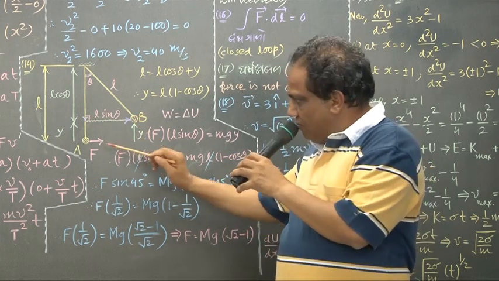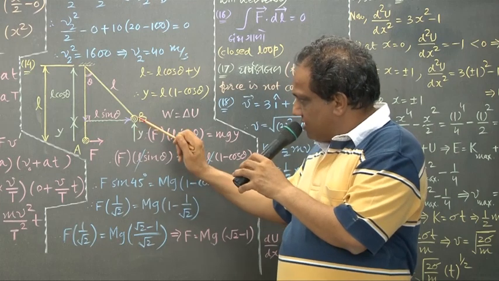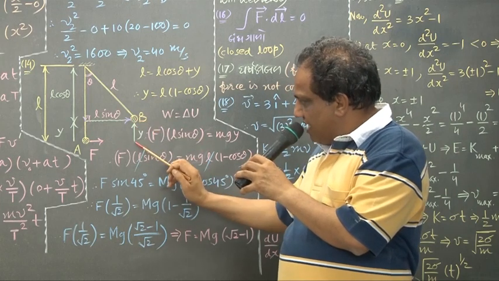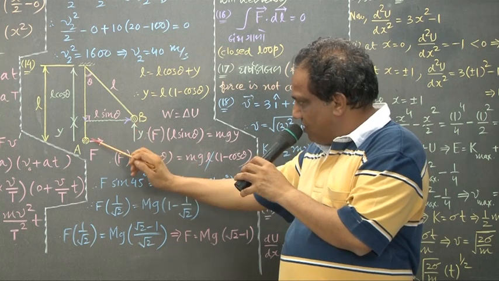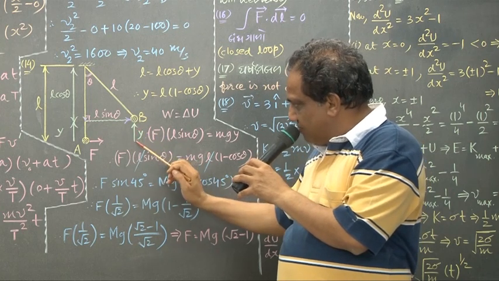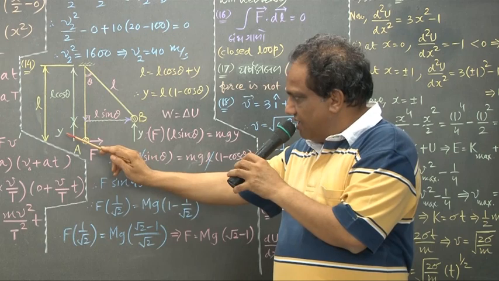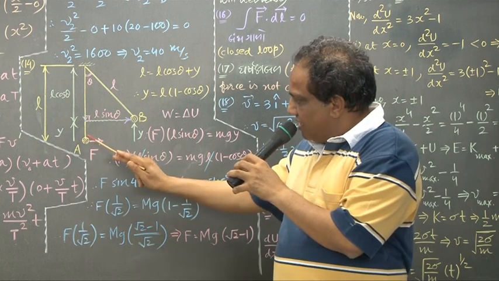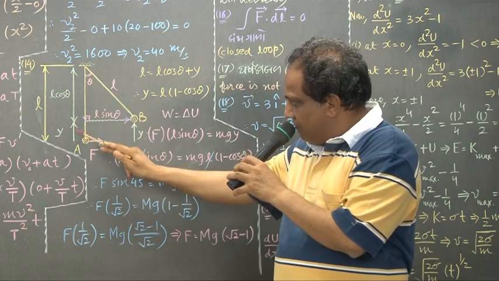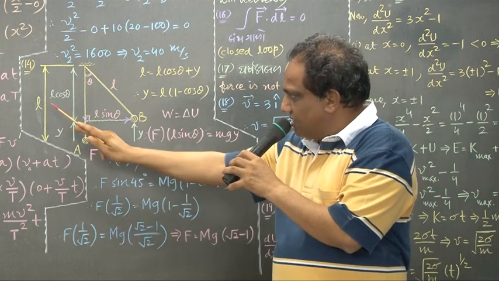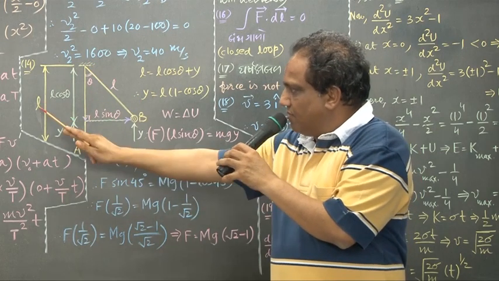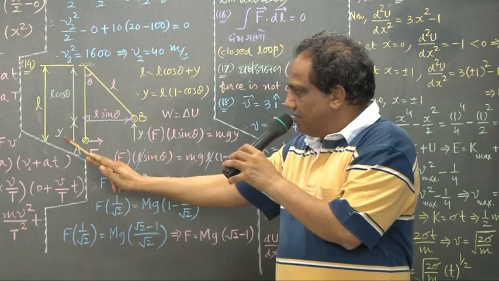Now earlier the body was here. Now the body has come to position B. So what is the height achieved by the body? From here to here. Correct. Height achieved is this much, and let it be y. When you take the addition of L cos theta and y, you get this total length which is nothing but L. So from the figure, L is equal to L cos theta plus y.